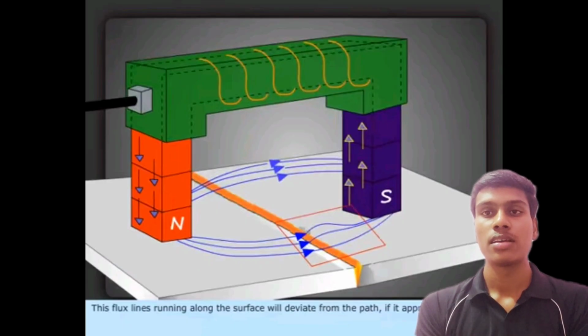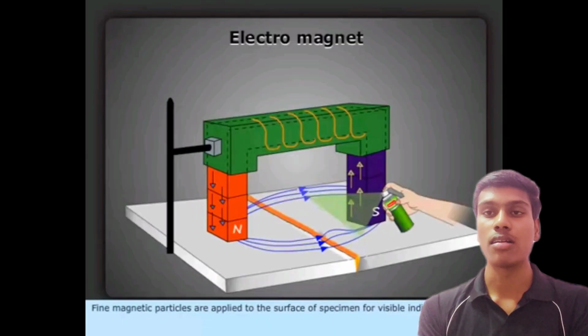So in this way, after giving the current to the coil which is present inside the electromagnet, some amount of magnetic field will be produced. Due to the magnetic field being produced, after that we have to add the fine magnetic particles on the welded region. This is one of the important points. We have to add the fine magnetic particles on the welded joint.